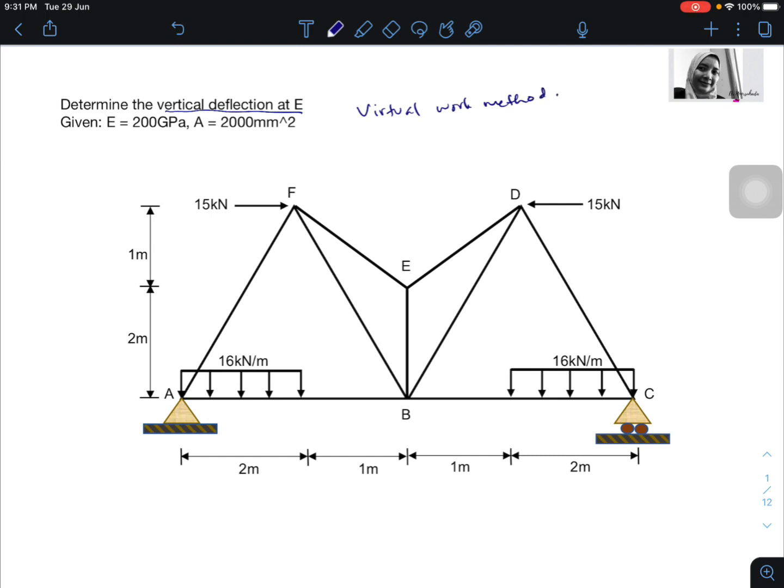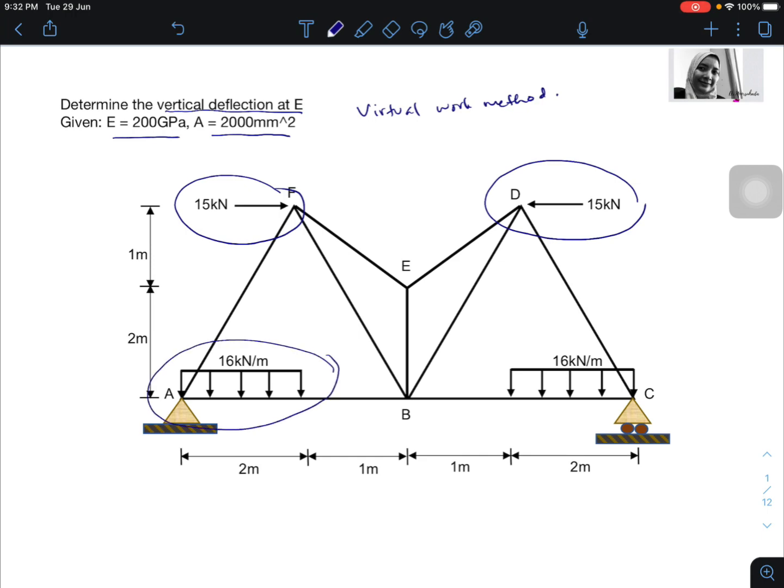Given the Young's modulus is 200 gigapascal, and the area for each member is 2000 square millimeter. The symmetrical truss system is loaded with two horizontal loads of 15 kilonewton at F and another 15 kilonewton at D respectively. Some of the members are loaded with a uniformly distributed load of 16 kilonewton per meter at certain distances as shown in this figure. The truss is supported by a pin support at A and a roller support at C.